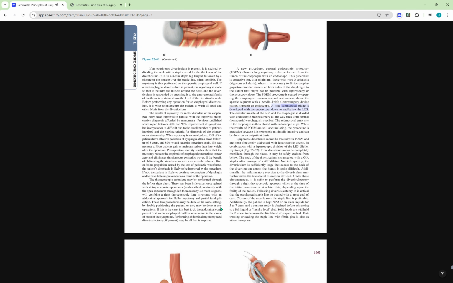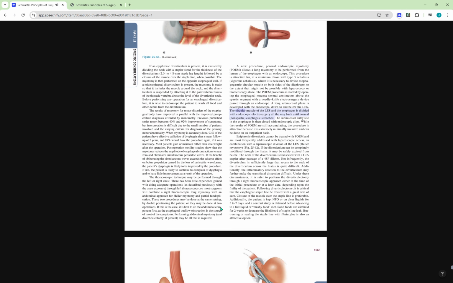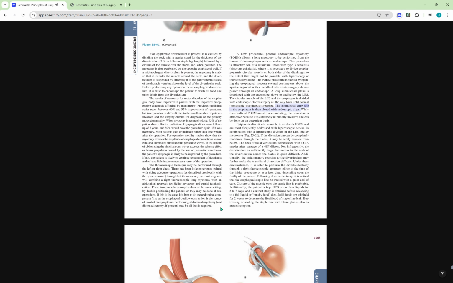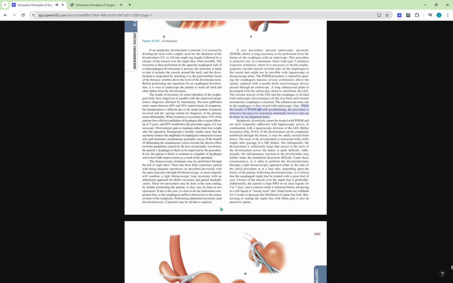A long submucosal plane is developed with the endoscope down to and below the LES. The circular muscle of the LES and the esophagus is divided with endoscopic electrosurgery all the way back until normal esophagus is reached. The submucosal entry site in the esophagus is then closed with endoscopic clips. While the results of POEM are still accumulating, the procedure is attractive because it is extremely minimally invasive and can be done on an outpatient basis.